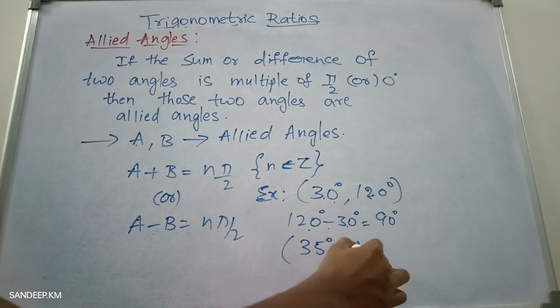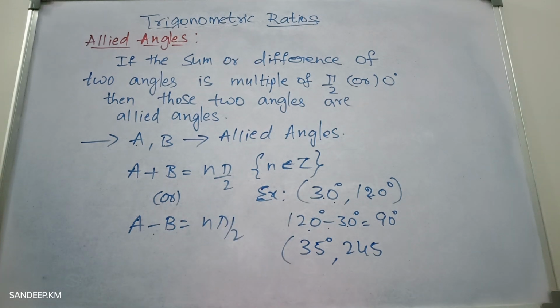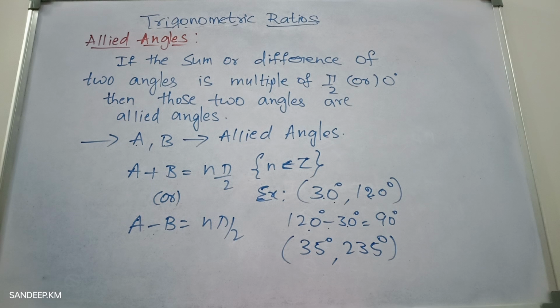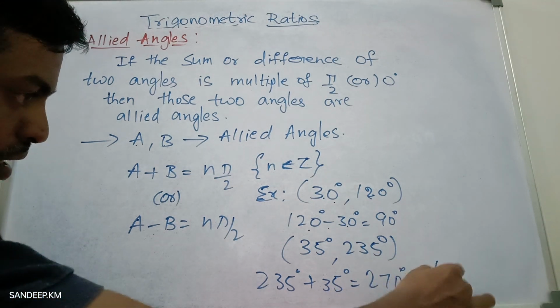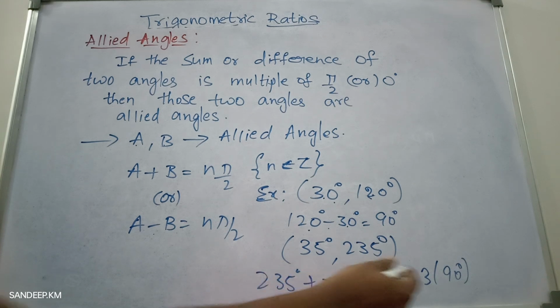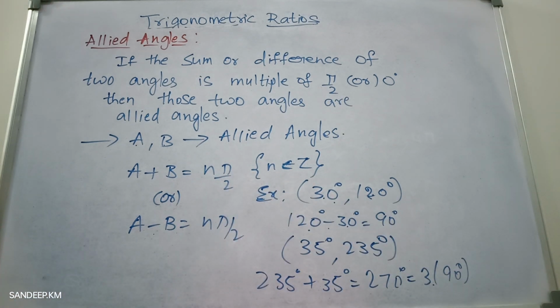Similarly, take another example. 35 degrees and 235 degrees. These two are allied angles. Why are 35 degrees and 235 degrees allied angles? Because in this case, what is the sum of these two angles? 235 degrees plus 35 degrees is equal to 270 degrees. 270 degrees is 3 times 90. Clearly, the sum of these two angles is a multiple of 90 degrees, right? So therefore, 35 degrees and 235 degrees are also called as allied angles. So in this way, you can create your own examples.